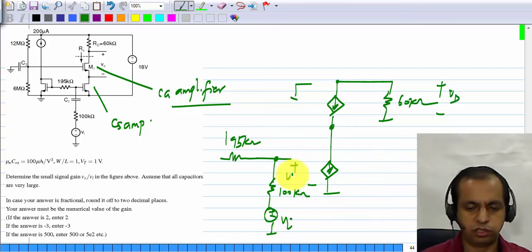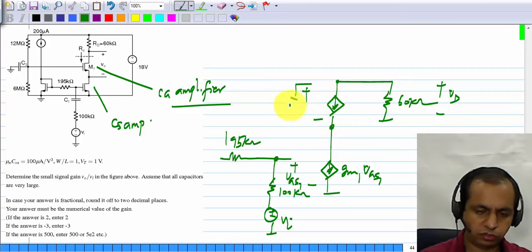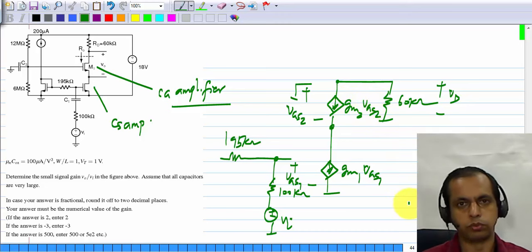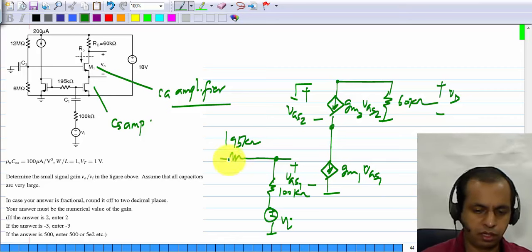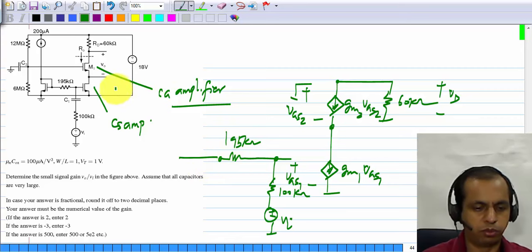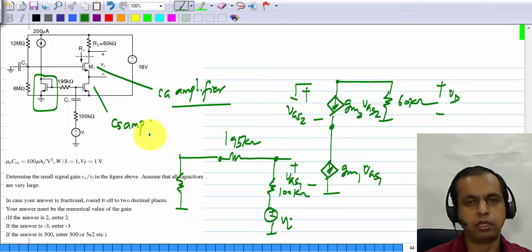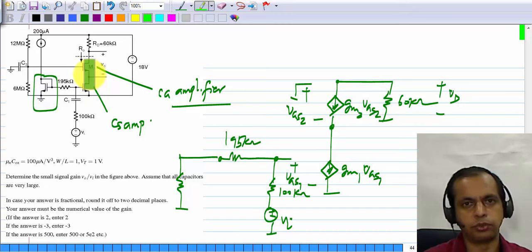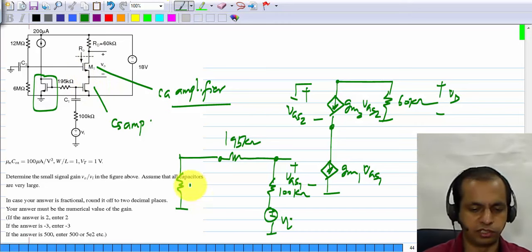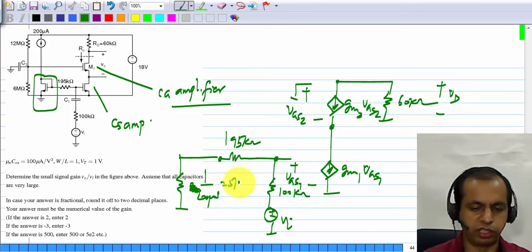This one I'll call VGS1, so this is GM1 VGS1, and this one I'll call VGS2. This is GM2 VGS2. And here we have a third transistor which is diode connected. I'm not going to go through the details, you can refer to the lecture. A diode connected transistor looks like a resistance of 1 by GM, and in this case the current through all transistors is 200 microamperes, so the GM of all these three transistors is 200 microsiemens. So this one is 1 by 200 microsiemens, which is 5 kilo ohms.